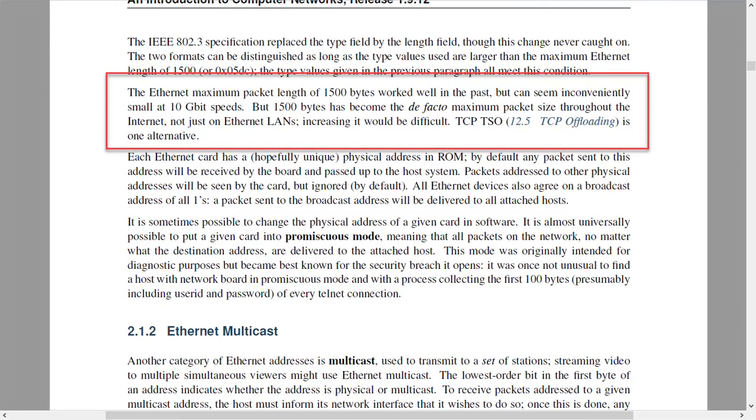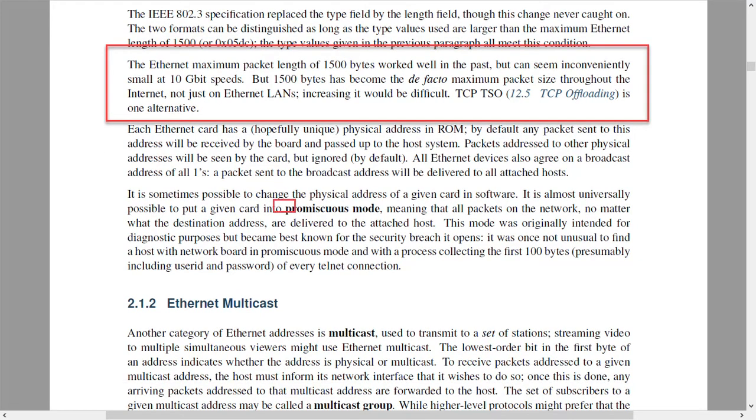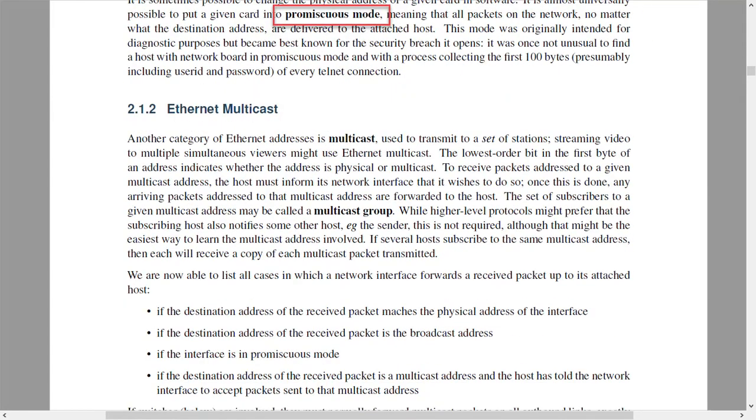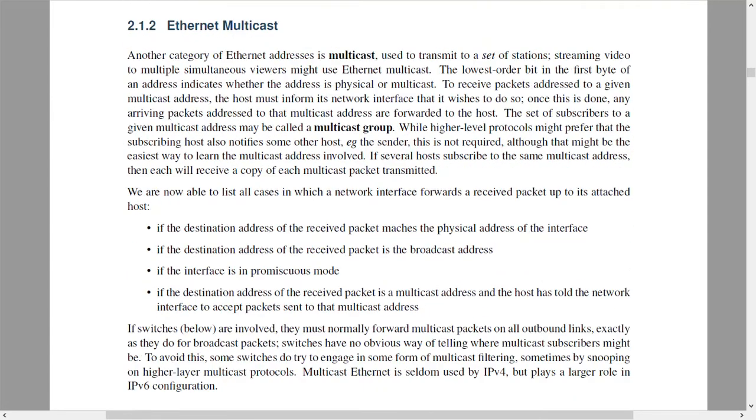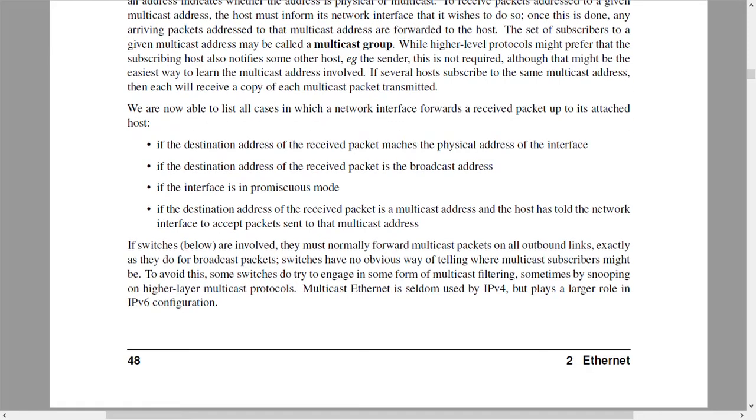Every Ethernet card has its own physical address, the MAC address. You need to be using that. You'll be referencing that a lot. So an IP address is different than a MAC address. And then, oh, here they talk about promiscuous mode. Just read that. That's good stuff. Multicast is used like when you transmit something live, so that way, if there's an issue, they just drop it.